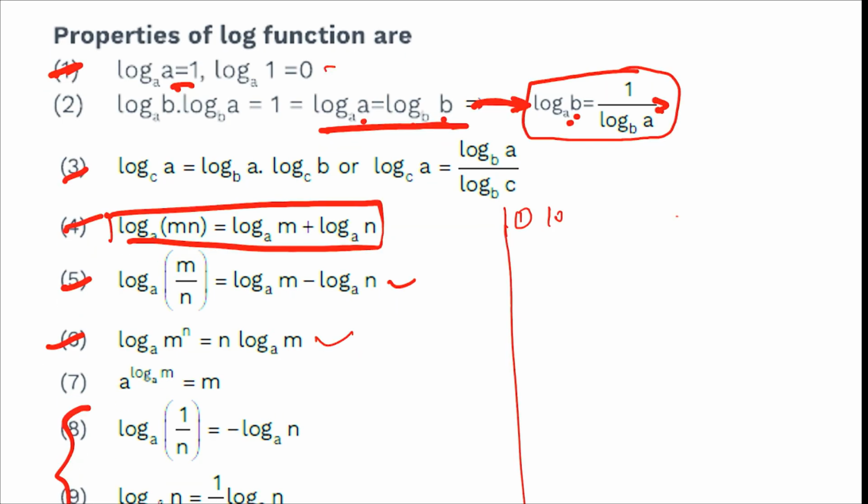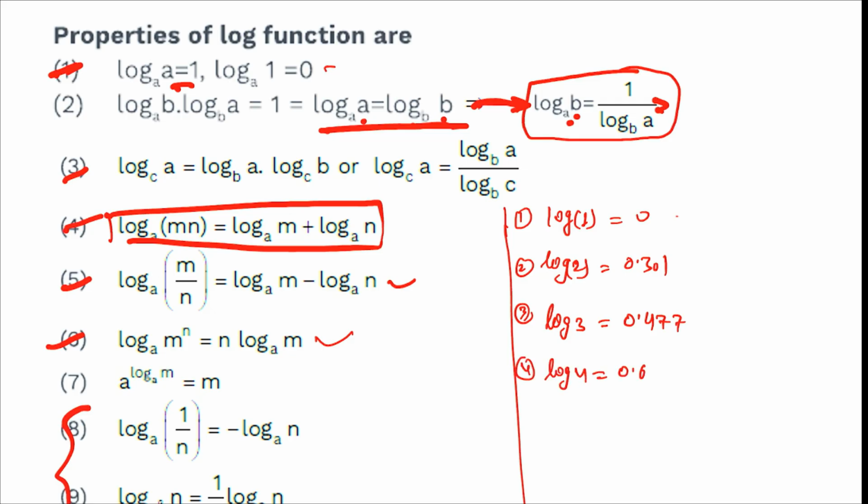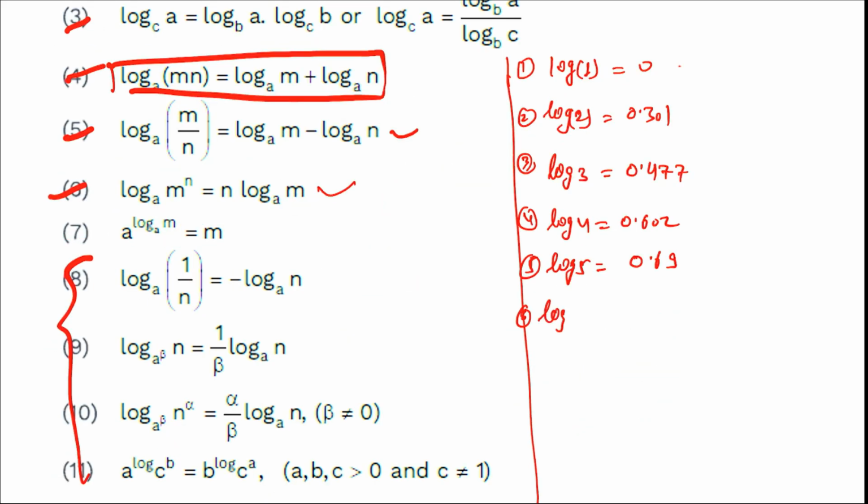So in the log values, log 1 is equal to 0. Log 2 is 0.301. Log 3 is approximately 0.477, and log 4 is 0.602. Log 5 is around 0.69. The value of log 5 is around 0.69. Okay, and log 6 is 0.778.